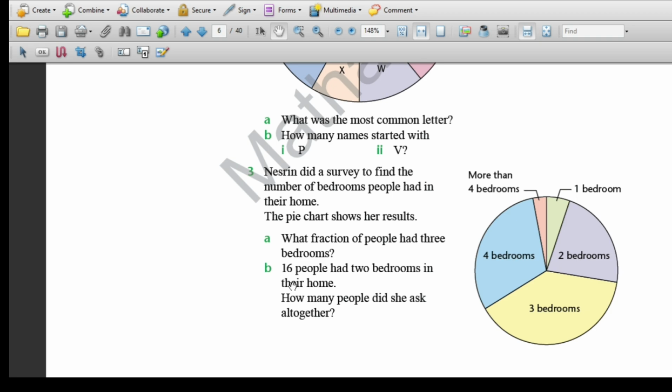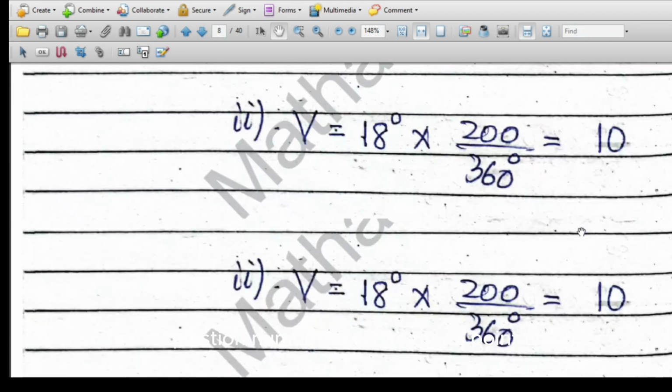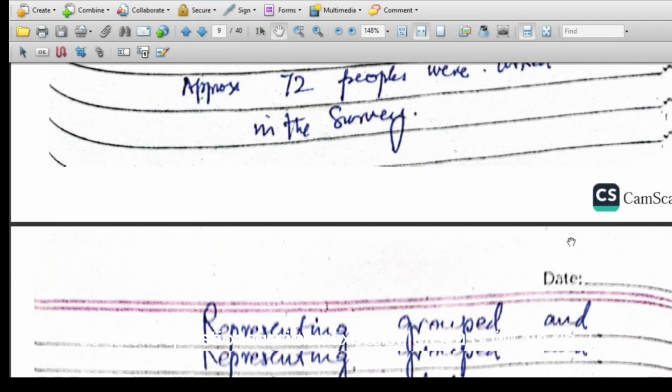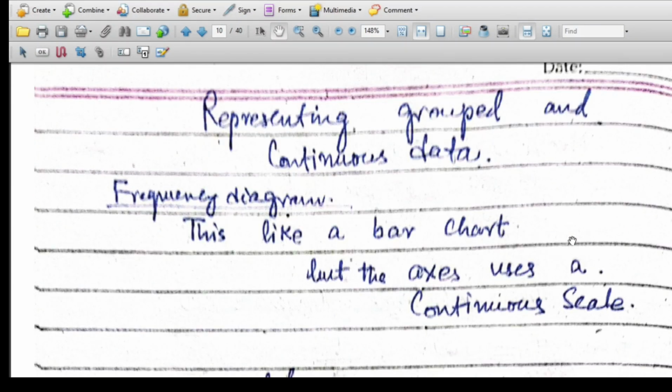This is part B. So this is question number, exercise 42.2. In the next session, we will discuss 42.3, where we will discuss grouped and continuous data, frequency diagram.